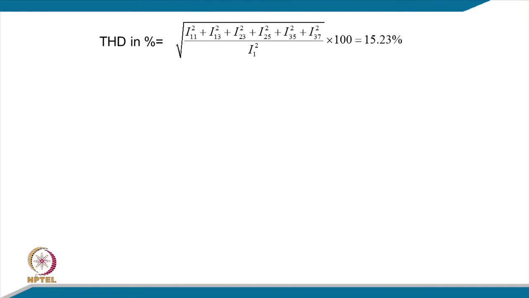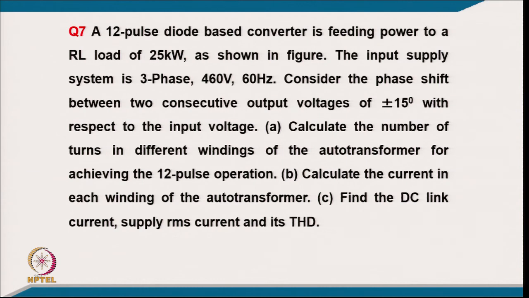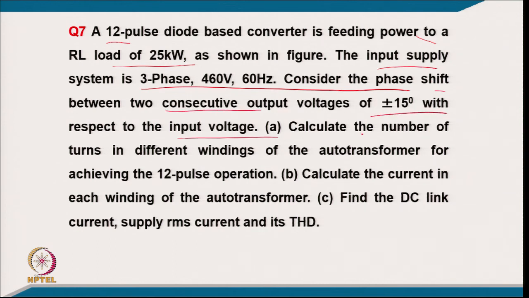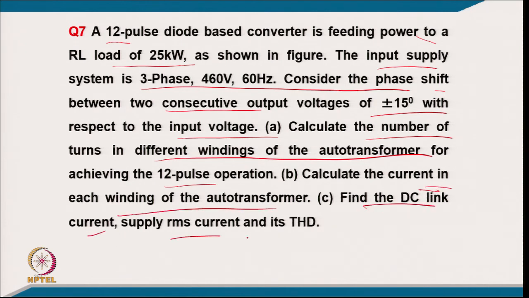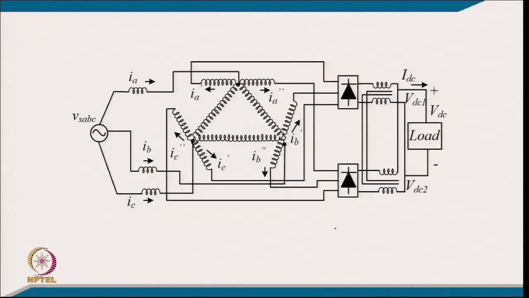It comes to 15.23. Now, coming to example 7: a 12 pulse diode bridge converter is feeding power to an RL load of 25 kilowatt, and the input supply is 3 phase 460 volt 60 hertz. Consider the phase shift between two consecutive voltages of plus minus 15 degrees with respect to the input voltage. Calculate the number of turns in different windings of the transformer for achieving 12 pulse operation. Calculate the current in each winding of the autotransformer, and find the DC link current, supply RMS current, and its total harmonic distortion.